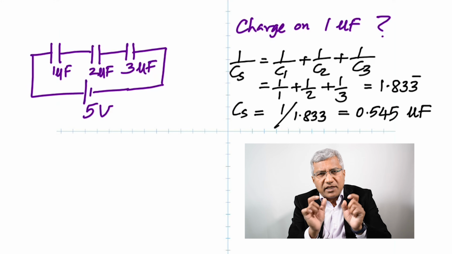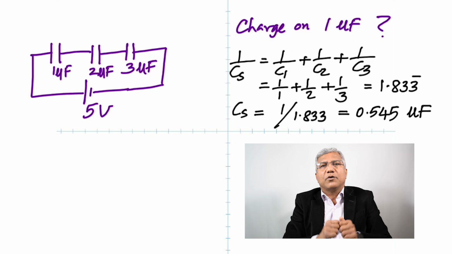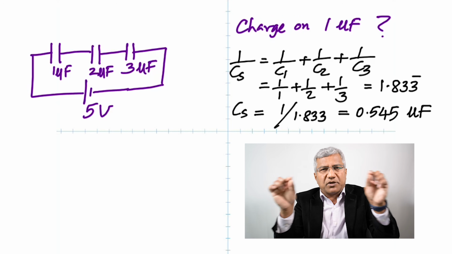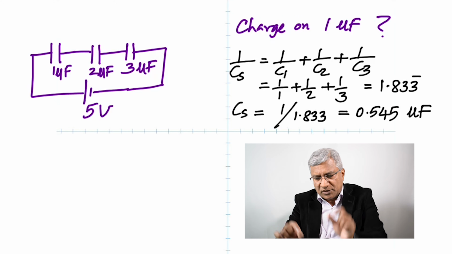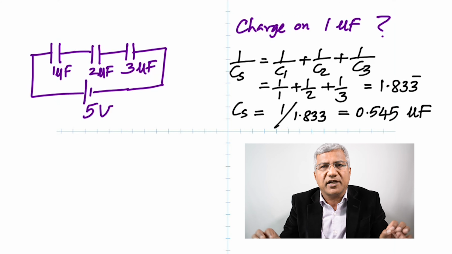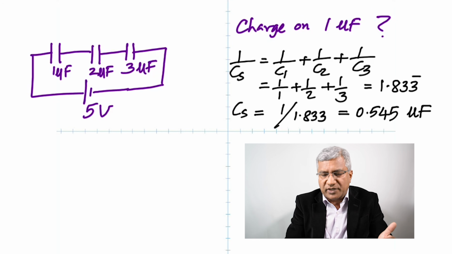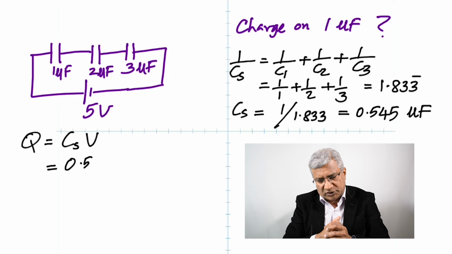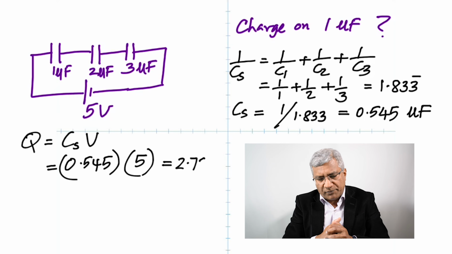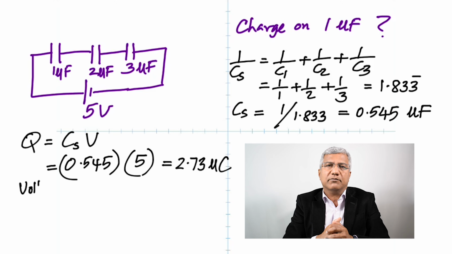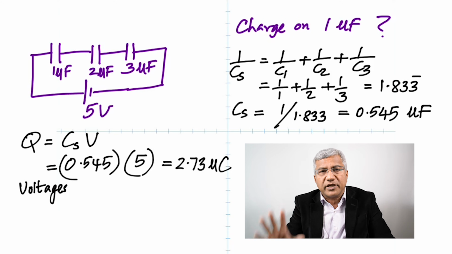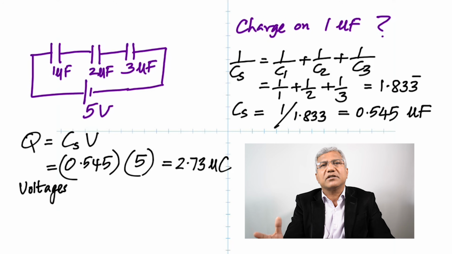Okay, once you get the equivalent capacitance, we know that the voltage across that capacitance is 5 volt, don't we? Because we've replaced all the three with a single capacitance whose value is 0.545 microfarad. So once we know that, we can calculate the charge simply by multiplying the capacitance with the voltage. So 0.545 times 5 gives you 2.73 microcoulomb. That's the charge on all three capacitors, because the charges are equal.